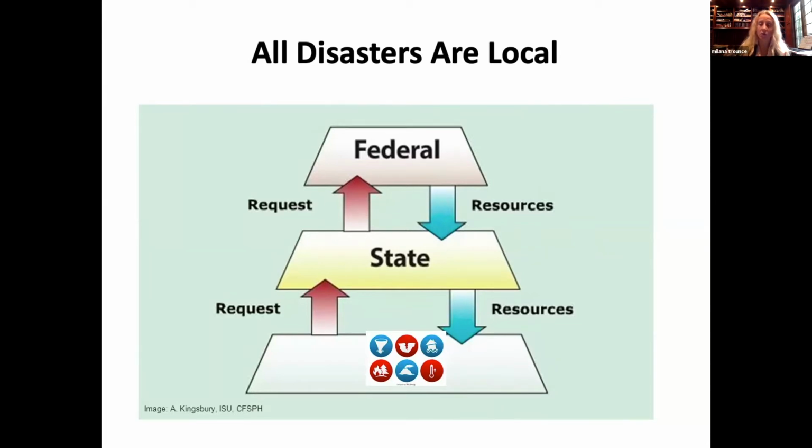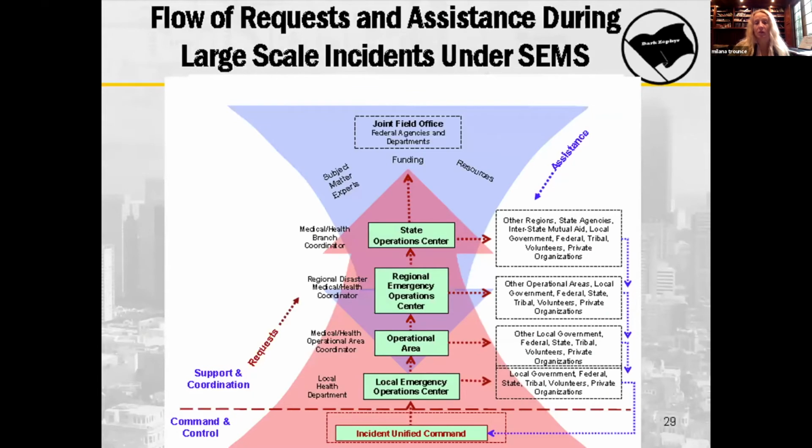The rest of the country can send you resources. Now with pandemics, everybody's at risk, and even places which are not currently critical are worried and planning for a critical stage at some point, so they may be less likely to share resources. This is just something to keep in mind as you think about your ventures. So disasters are local, and this is kind of how the requests for assistance flow.